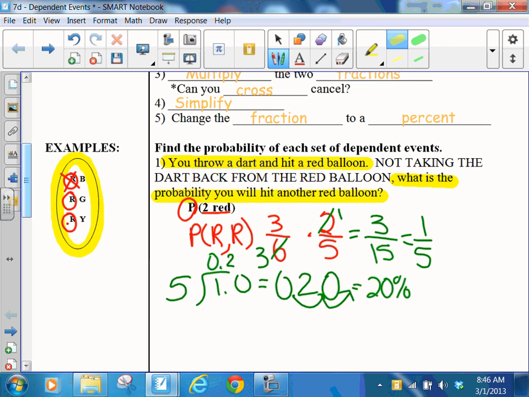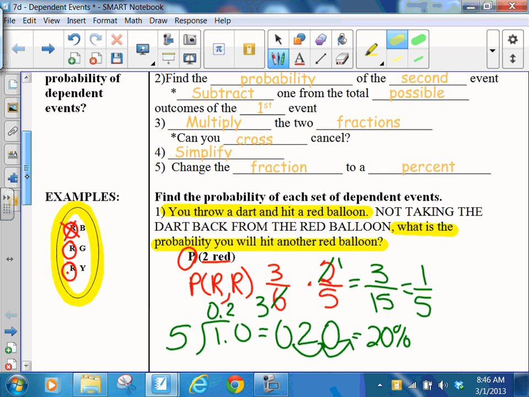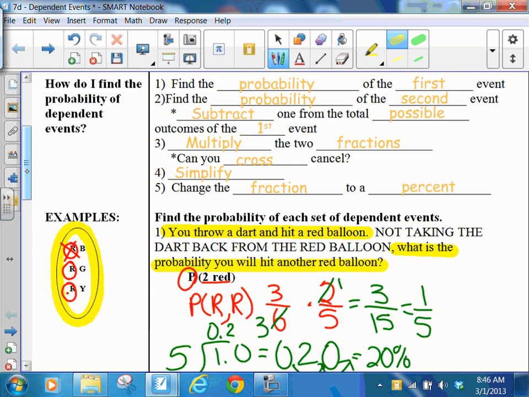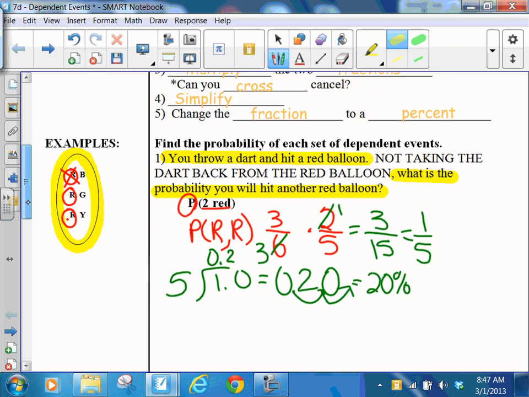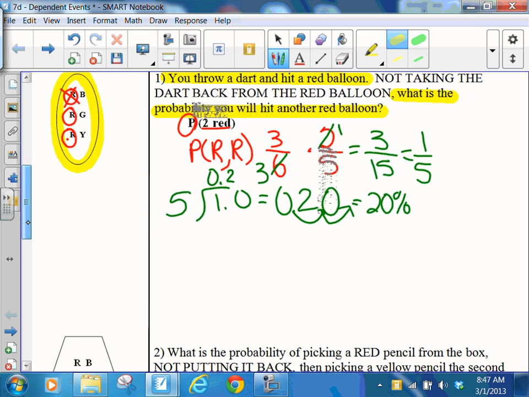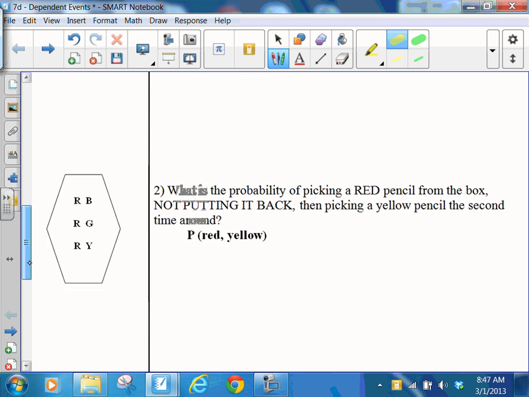So step 1 was to find the first probability. Step 2, find the second probability, remembering that the total outcomes will be 1 less than the first. Step 3, multiply the fractions using cross cancel. 4 is simplify, and 5 is changing the fraction to a percent. Let's go on to number 2.